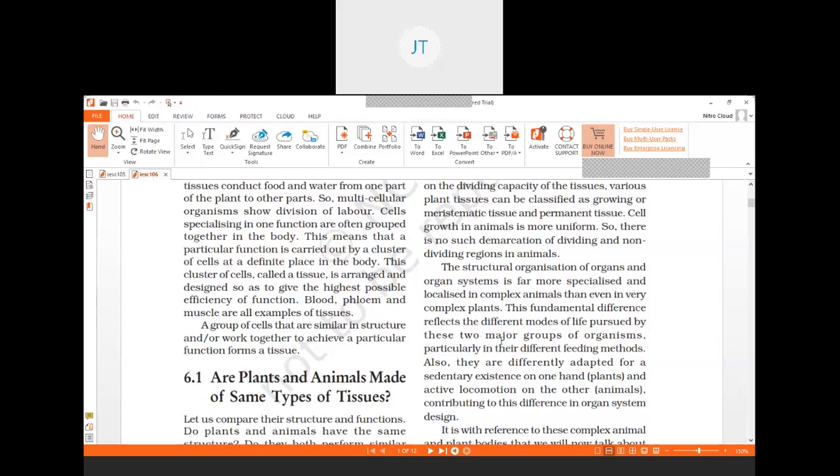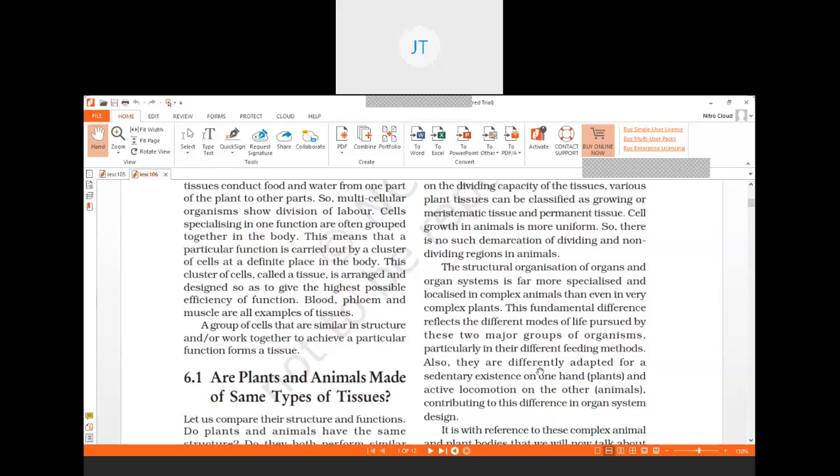The two major groups of organisms differ particularly in their feeding method. We are taking in so many different kinds of food because we are somewhat very different from all other organisms. Not only plants, but other animals are also somewhat similar to us. From those also we are different in terms of taking food or feeding method.